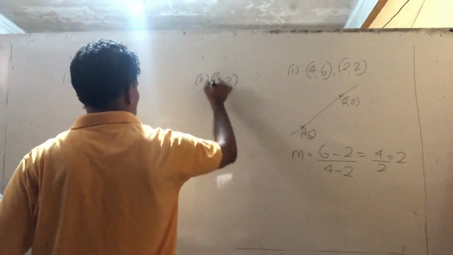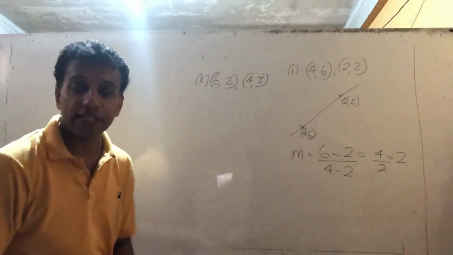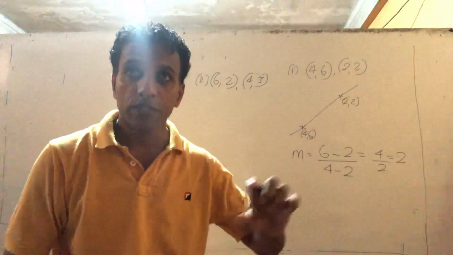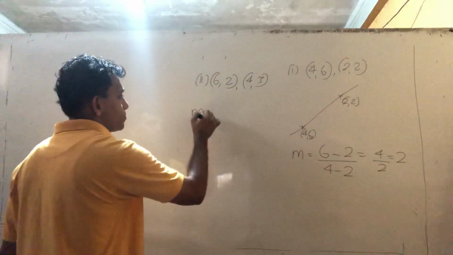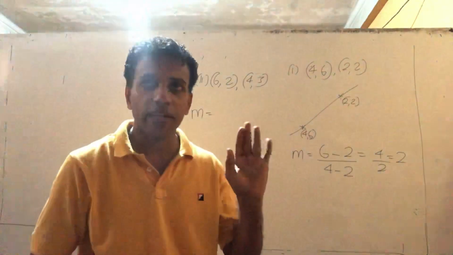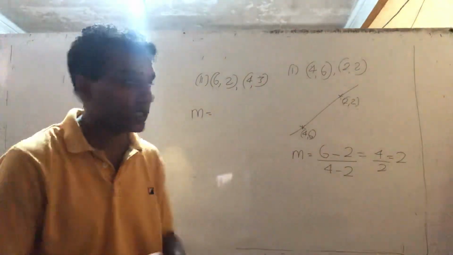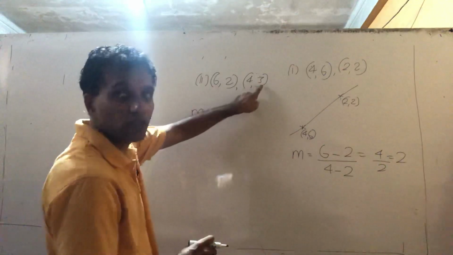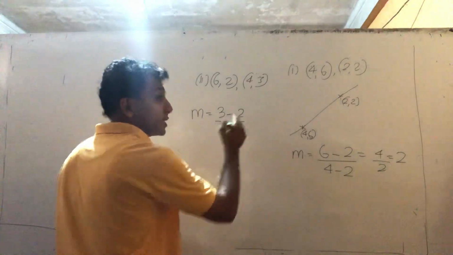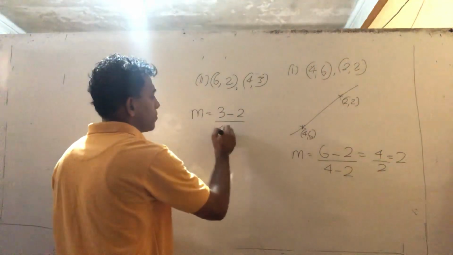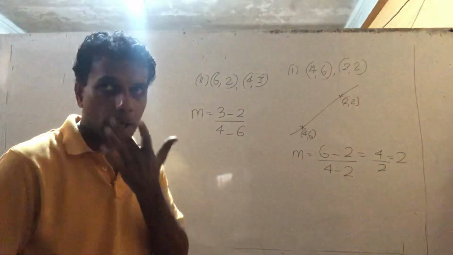Next: (6, 2), (4, 3). Now find the gradient. There's a straight line that passes through these 2 points. Write the gradient, m equals. You can take whichever is convenient. Taking the biggest y value and subtracting the lowest is easy. So here y is 3, I take 3, then subtract the other y, which is 2. Same order: here 4, here 6. Any method you follow, the answer is the same.